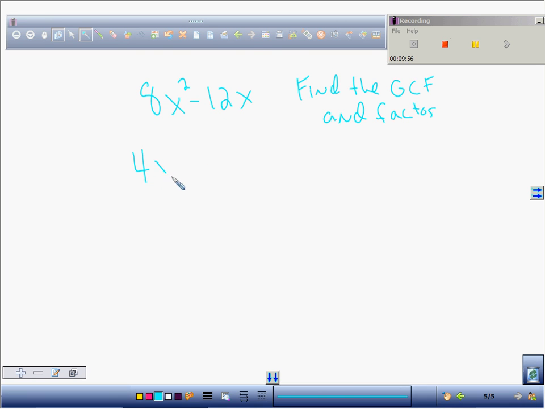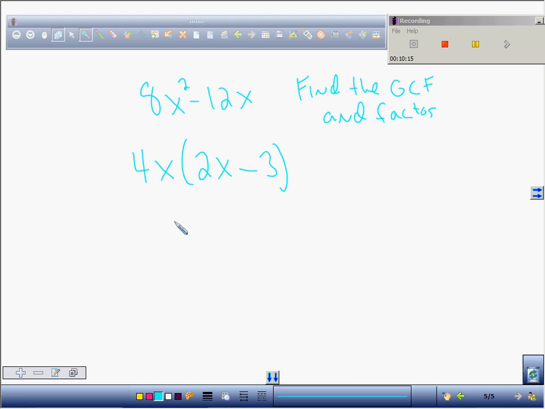What's the biggest power of x that is in both of these? X, just x. That's because x squared isn't in both of these, just x is. 4x times what will give you 8x squared? 2x. And 4 times what gives me 12? 3. So 4x times 3 gives 12x, negative 12x. Yes, and then I'm done.